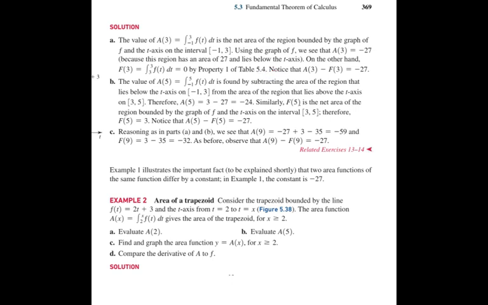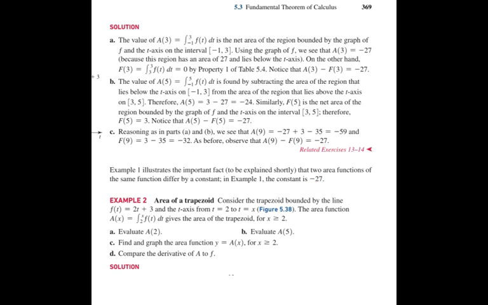So as an observation, notice that A(3) minus F(3) is negative 27. For the next one, we got negative 24 and 3, and the difference between these two is still negative 27. Then this one was negative 59 and negative 32, and the difference was still negative 27. So example 1 illustrates the important fact, to be explained shortly, that two area functions of the same function differ by a constant. That was the point driven home when we compare two different area functions of the same original function: they differ by a constant.